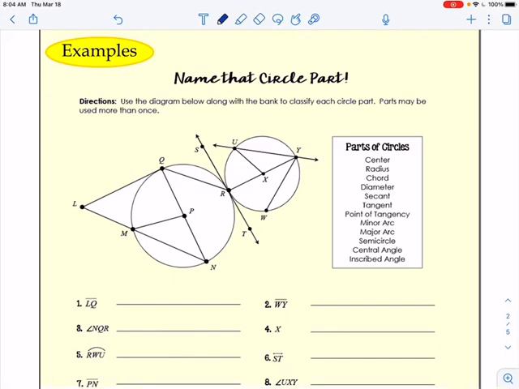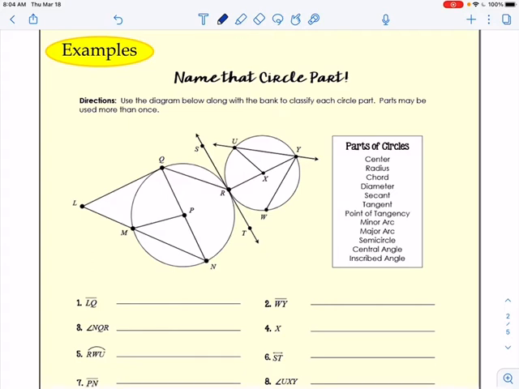So the first thing that we want to look for is LQ. Okay, so LQ is this line right here. And LQ touches that circle in only one spot. So that means that LQ is a tangent. Okay, angle NQR. Let me use a different color so it pops out a little bit more. NQR is that angle right there. And that angle has its vertex point that lies on the circle. That means that this is going to be an inscribed angle.